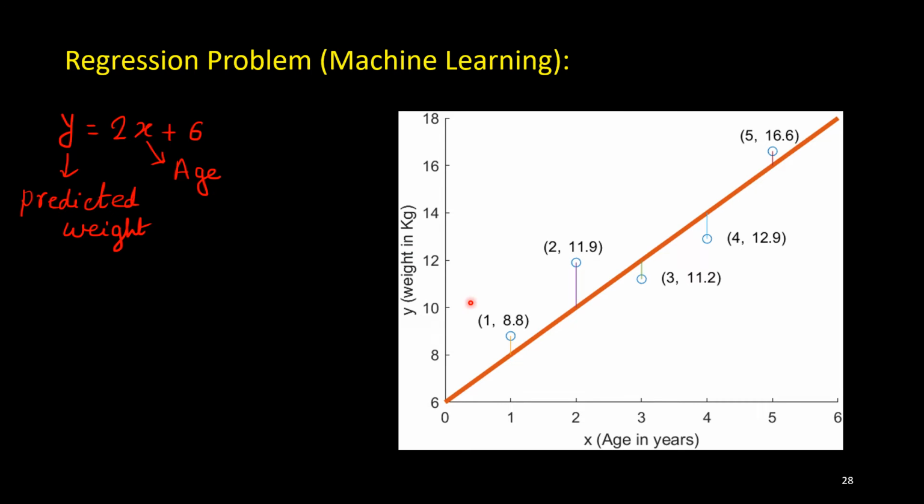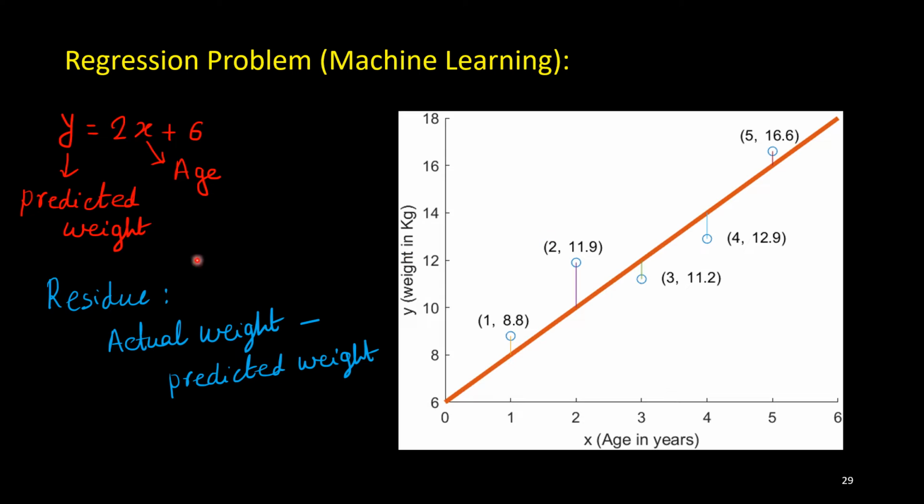Suppose x equal to 1, the actual value is 8.8, but the predicted value will be here. At the age of 2, second year, this is the predicted and this is the actual. So this much error you will get. That is called residue. Residue means actual weight minus predicted weight. So residue or error, we can calculate at the sample points.